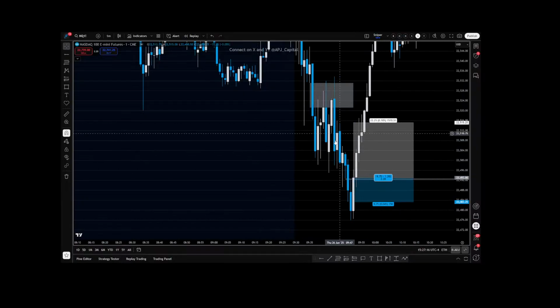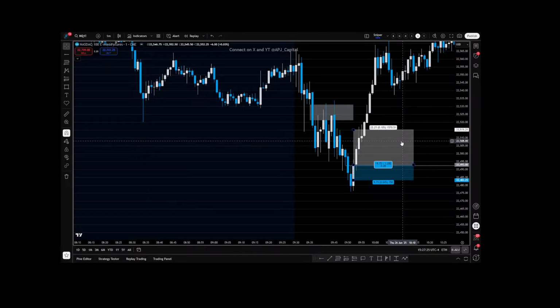So smaller trade here, right? Kind of had to work my way around this trade and add and get a better average, but then a beautiful trade here to conclude Thursday.